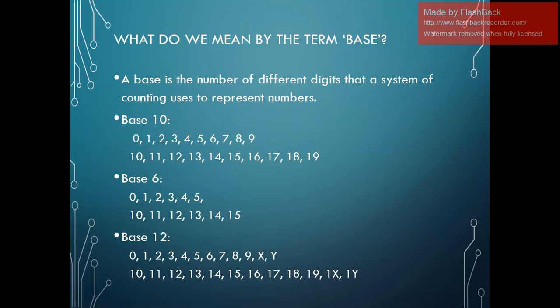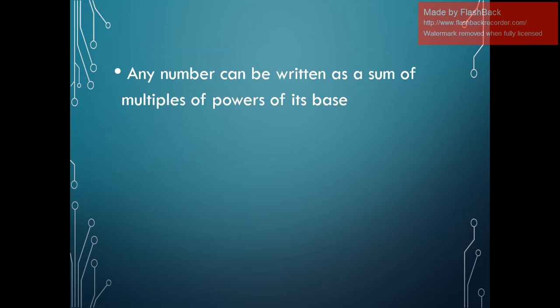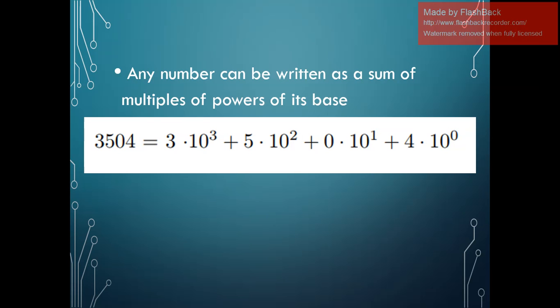another number. Firstly, it is important to notice that any number can be written as a sum of multiples of powers of its base. It is very important to note that the symbols 10 represent the base number in the following sections. For example, as shown on the slide, the number 3504 can be written out as 3 times 10 to the 3 plus 5 times 10 to the 2 plus 0 times 10 to the 1 plus 4 times 10 to the 0.